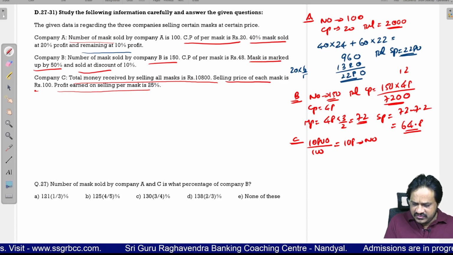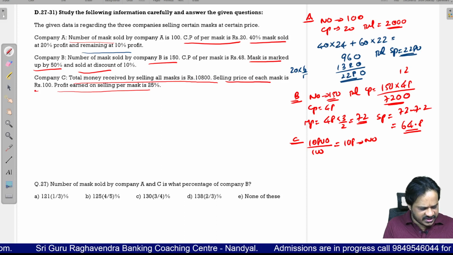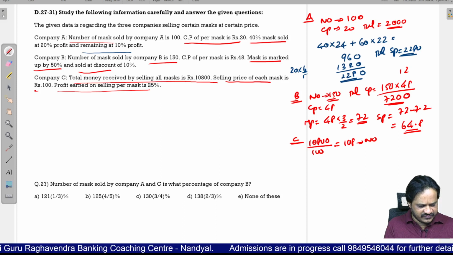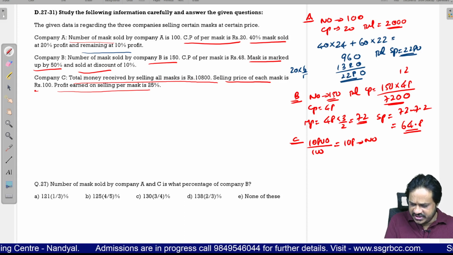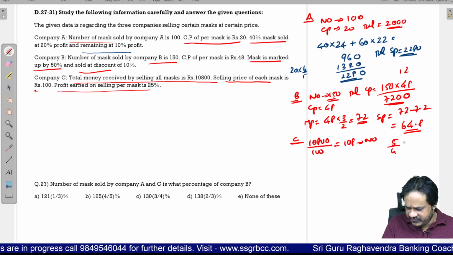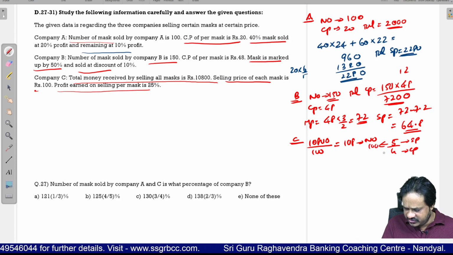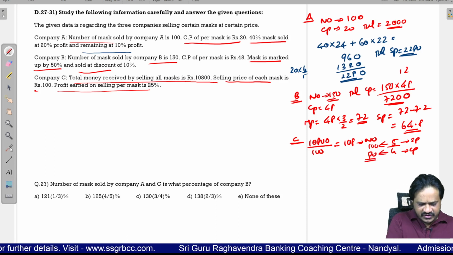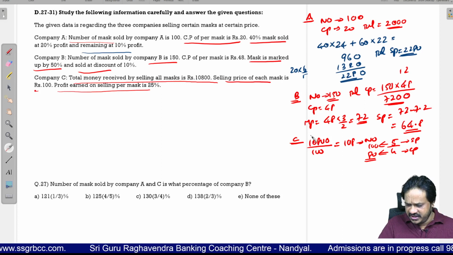Then, we are selling for a profit. Profit earned is 25% on the cost price. Total money received by selling all masks is 10,800. Selling price of each mask is 100, and total profit is 25%, means 5 by 4, where 5 is the selling price, 4 is the cost price. 5 parts equal to 100, 4 parts equal to 80. What is this 80? This is the cost price of C. Now, you got about A, B and C.